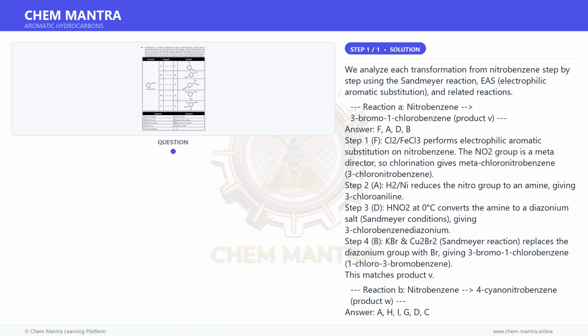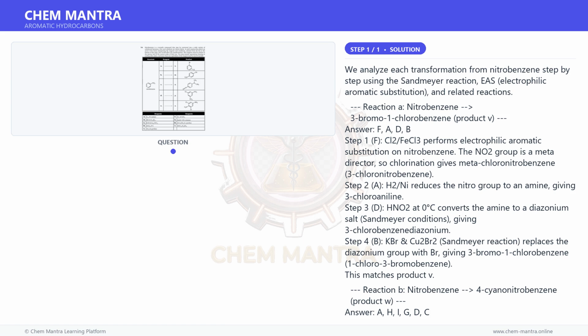Answer: A, H, I, G, D, C. Step 1. H2/Ni reduces nitro to amine, giving aniline. Step 2. CH3CO-2-O/pyridine acetylates the amine to give acetanilide, a protecting group that also makes it an ortho-para director. Step 3. HNO3/H2SO4 nitrates the ring. The acetamido group is an ortho-para director, and the para product predominates, giving 4-nitroacetanilide. Step 4. NaOH 10% hydrolyzes the acetyl protecting group, giving 4-nitroaniline.